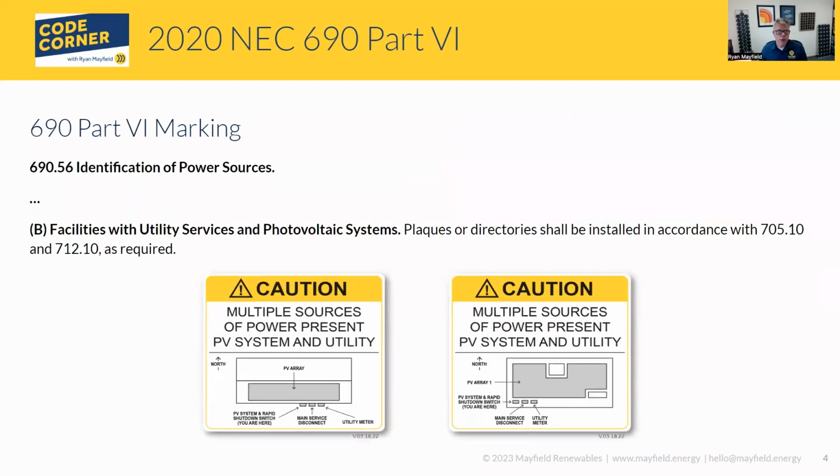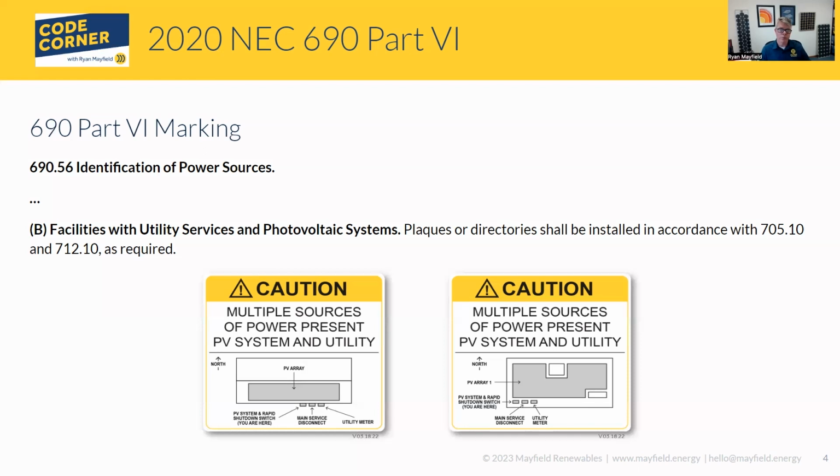And then the last one that I'm going to go through with us in this specific episode, talking about identification of power sources. This is 690.56 and specifically B. So for facilities with utility services and PV systems, we have to install a plaque in accordance with 705.10 and 712.10 as required. And really what this is doing is telling the technician or whoever's coming up and needing to service this equipment where the equipment is located. This is saying where your disconnecting means are.